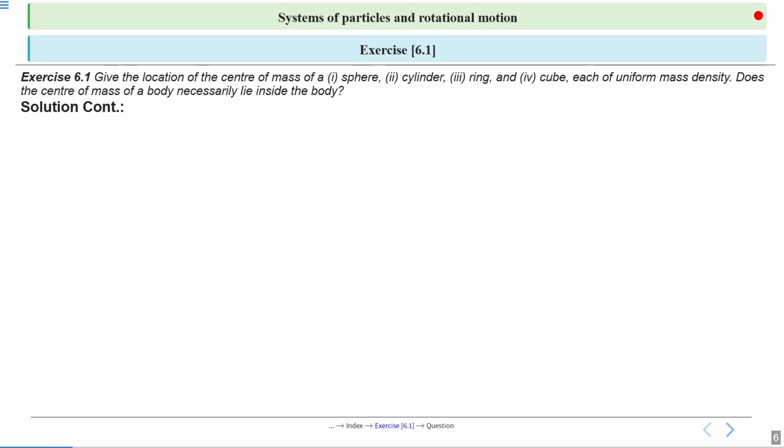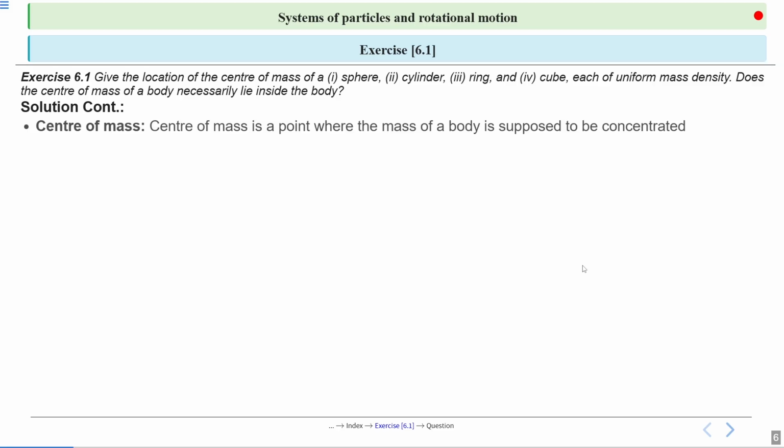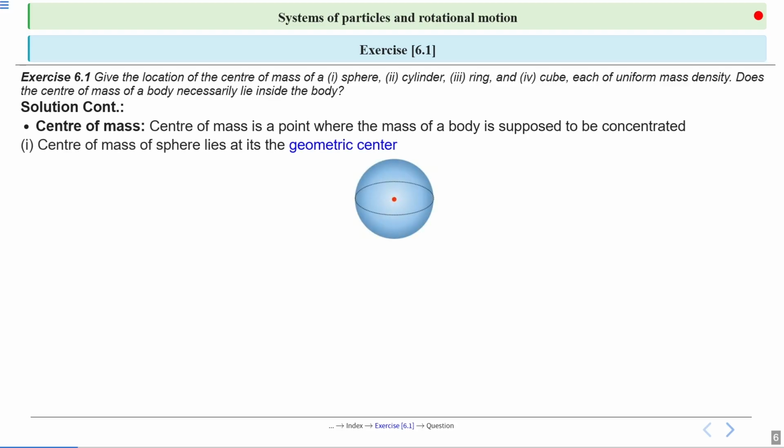So first, we know the center of mass is a point where the mass of a body is supposed to be concentrated. So if we talk about the center of mass of a sphere, the center of mass of a sphere lies at its geometric center. Here, the red dot is the center of mass of the sphere.